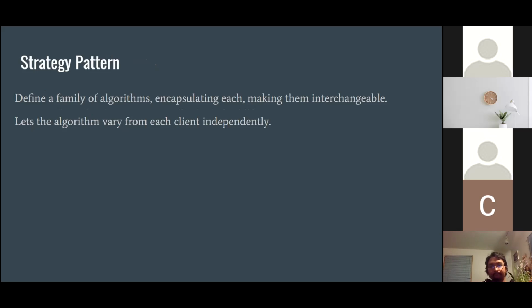So today I'm just going to go over the strategy pattern, which is a behavior pattern. So the strategy pattern, you define a family of algorithms, encapsulating each and making them interchangeable. And it lets the algorithm vary from each client independently.